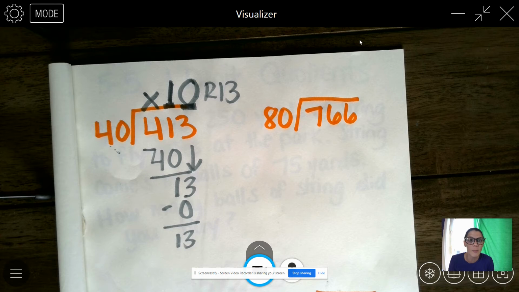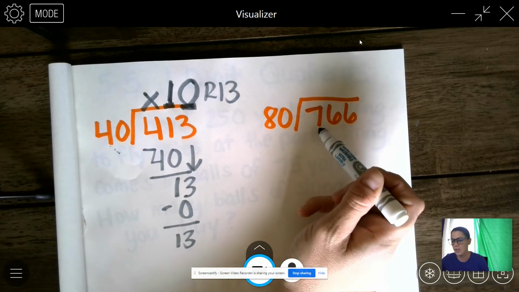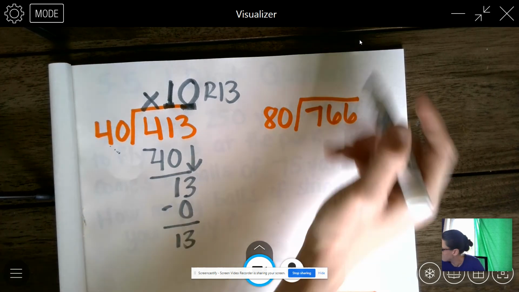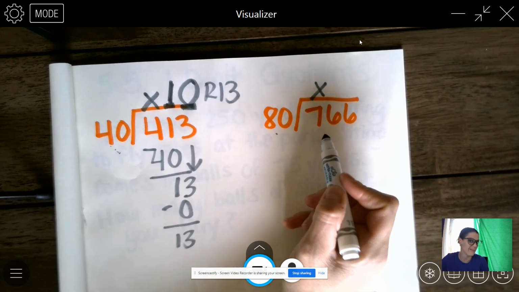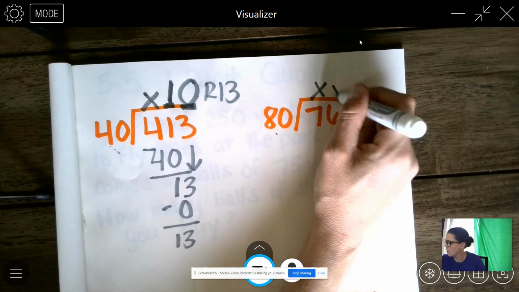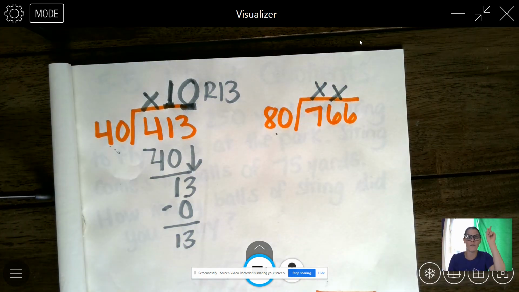766 divided by 80. Let's first start with trying to figure out how many digits my quotient will be, how many digits will be in my answer. So can 80 fit into 7? It cannot. Can 80 fit into 76? It cannot. That means my answer is going to have one digit. That is very important so that I know when I will stop with my answer.